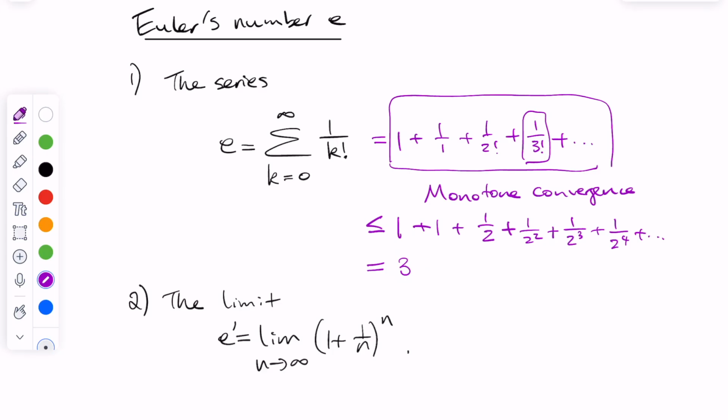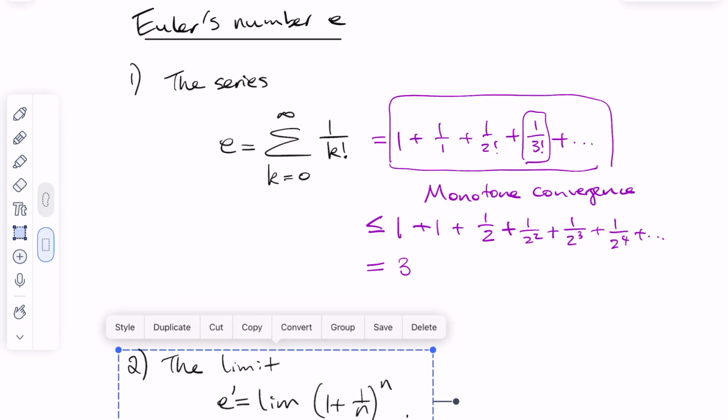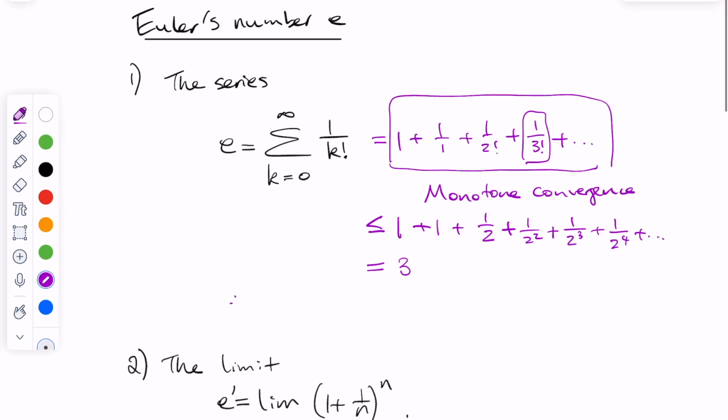The other requirement is that it be a monotone sequence, so that every term of the series has to be positive or non-negative. And that is indeed true here, because every term here is just 1 over k factorial, which is a positive number. So therefore, we conclude by the monotone convergence theorem that E exists. So in other words, this infinite series exists, is well defined.